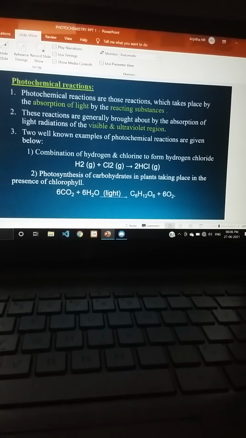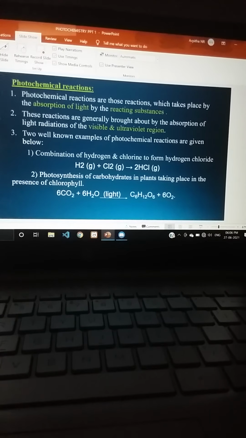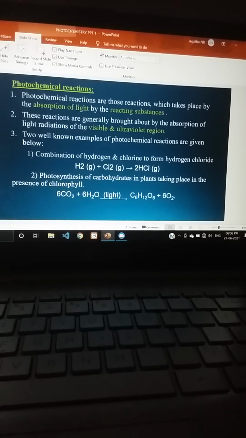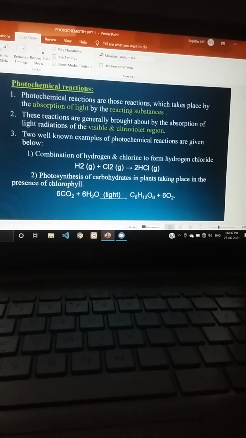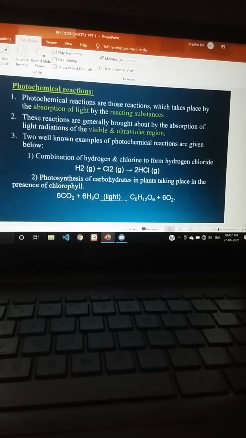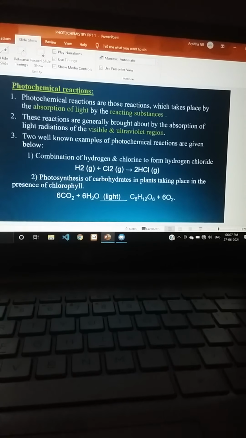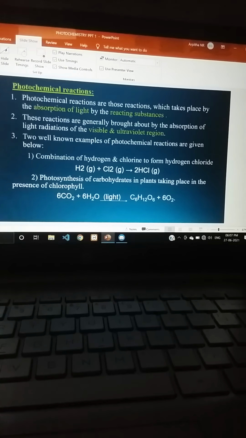This is a very simple reaction. In this reaction, what happens is it takes place by the absorption of light by the reacting substance. That means the reacting substance absorbs some amount of light, then the photochemical reaction will take place. Generally, photochemical reactions fall under the visible and ultraviolet region.